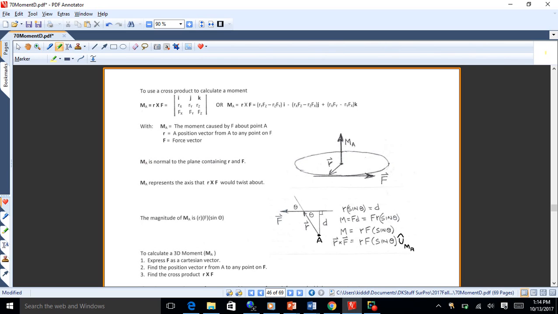So what you need to do a 3D moment, rather than doing all that visualization that we did over the last couple days, is just find a vector from the point about which you're taking moments to the force. Any vector will do. And then you do a cross product of that and the force vector. Do the cross and you'll come up with the moment vector. Okay? And that's about it.